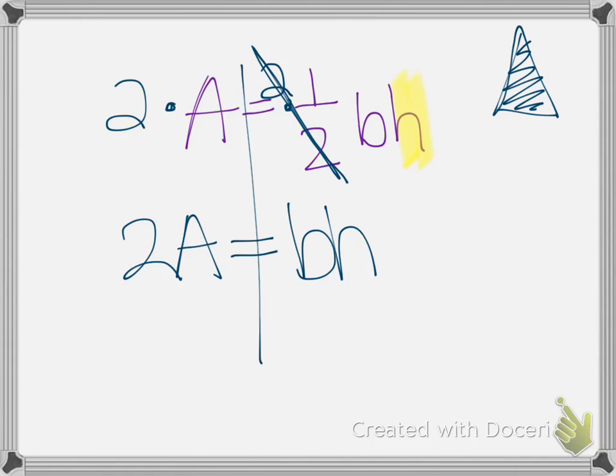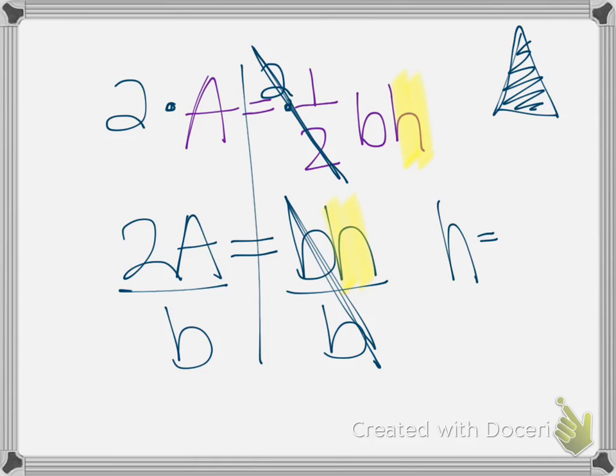And then I still don't have h by itself. I want to get rid of the b, so I divide it out. b over b is 1, and h is 2a over b.